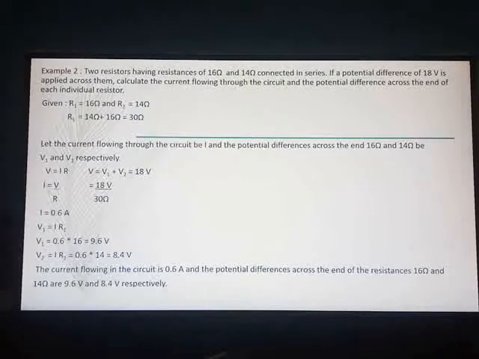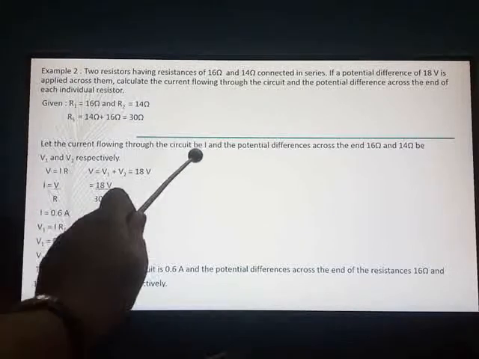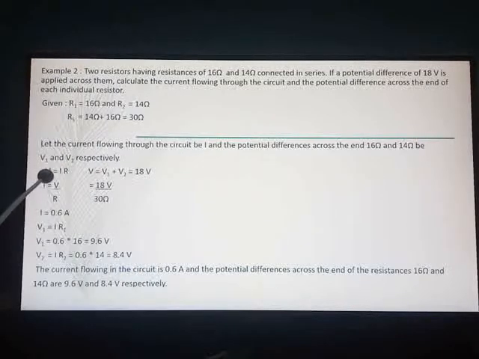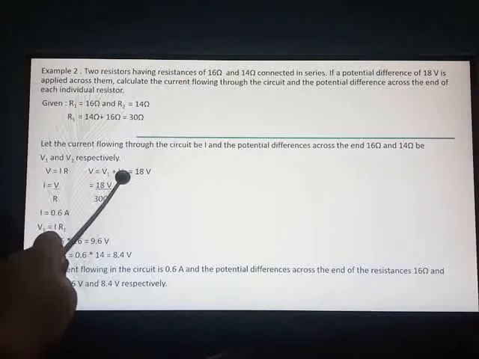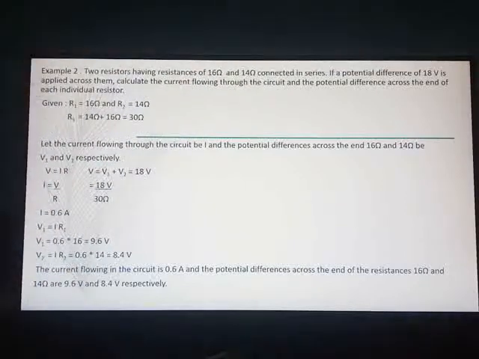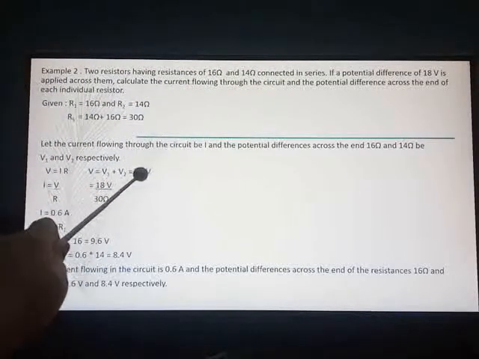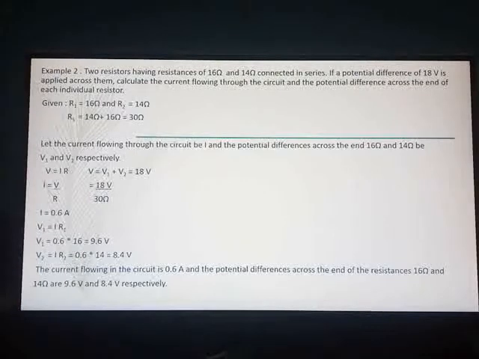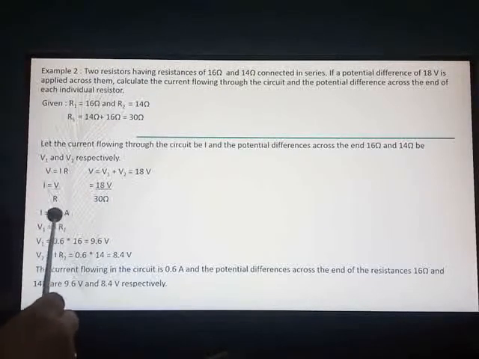As you know, it is a series combination, so potential difference across each resistor is different and current is same. You are going to use the formula V is equal to IR. What will be total voltage? V1 plus V2. They have given total voltage as 18 volts. So V1 plus V2 is equal to 18 volts. Use the formula to get the current. I is equal to V upon R. So 18 upon what is total Rs? 30. If you divide, you will get current as 0.6, and as it is current, unit will be amperes.